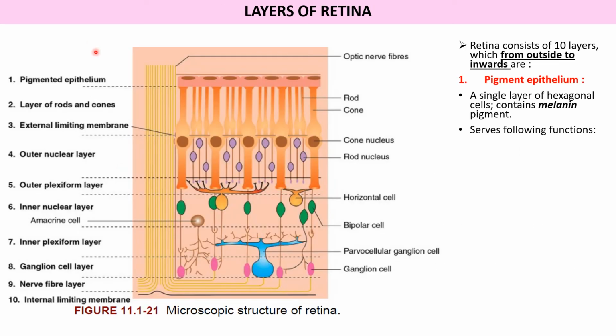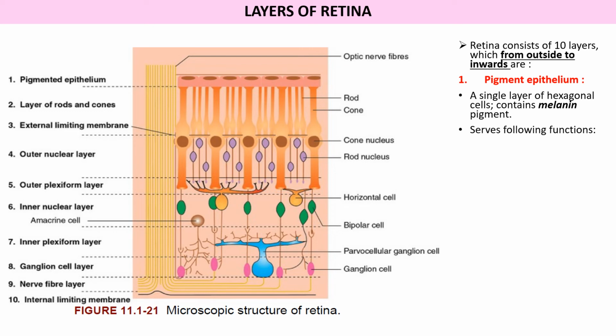The microscopic structure of the retina consists of 10 layers. From outside to inside, these 10 layers are pigmented epithelium, layer of rods and cones, external limiting membrane, outer nuclear layer, outer plexiform or synaptic layer, inner nuclear layer, inner plexiform or synaptic layer, ganglion cell layer, nerve fiber layer, and internal limiting membrane.